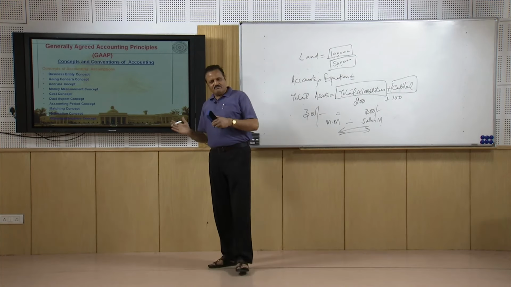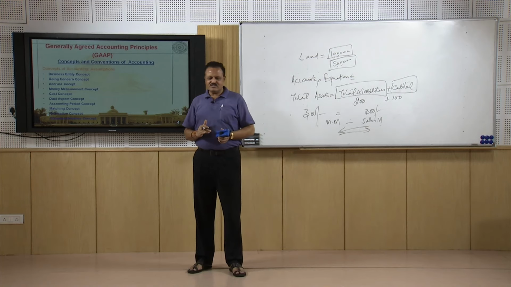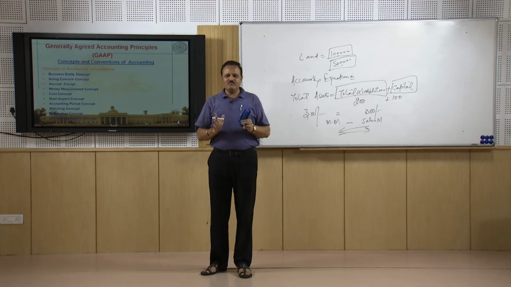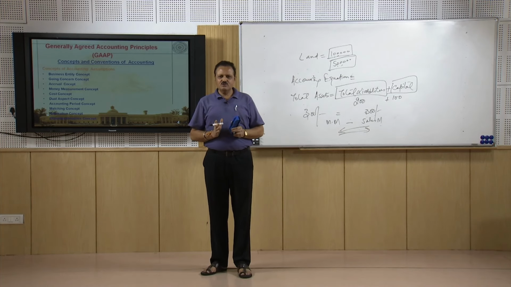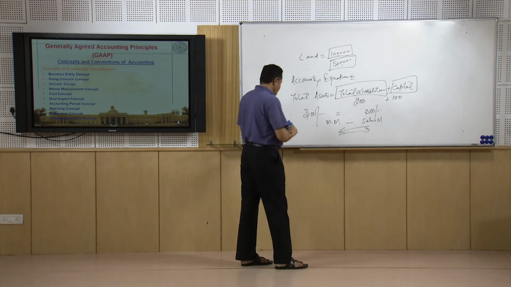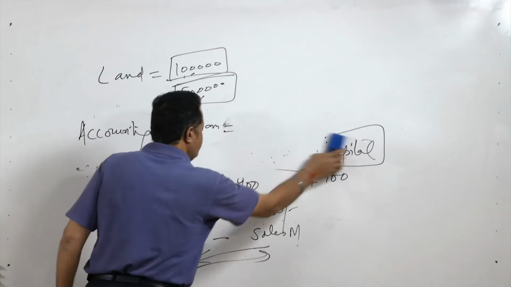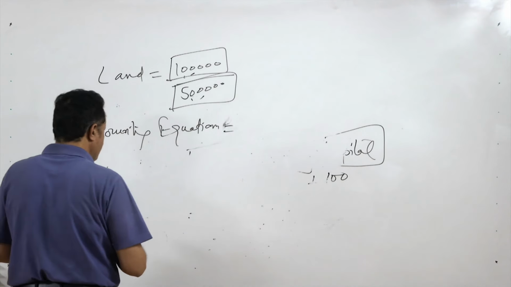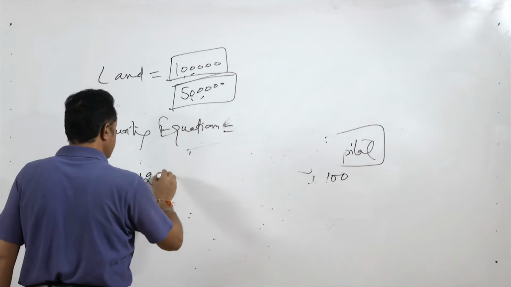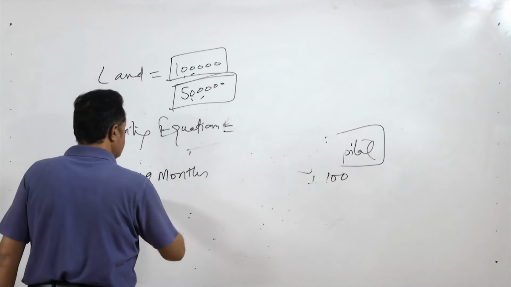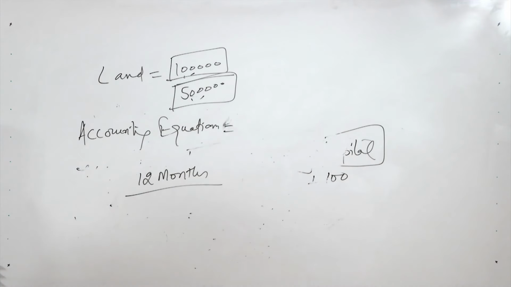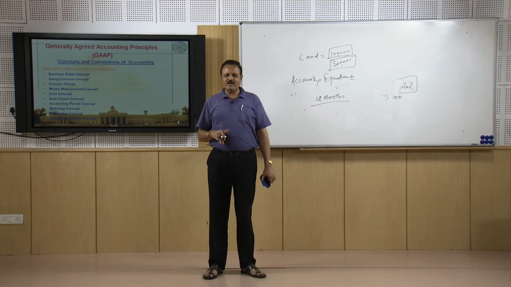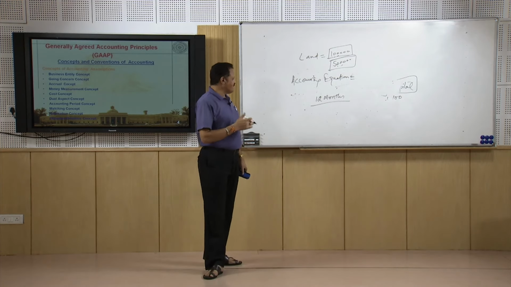So, for measuring the profit or loss of the business and knowing the financial position of the business, we have an accounting period of 12 months. That period of 12 months can be any period. Some firms might have a calendar year from January to December as their accounting period. Some firms might have the financial year from April to March.